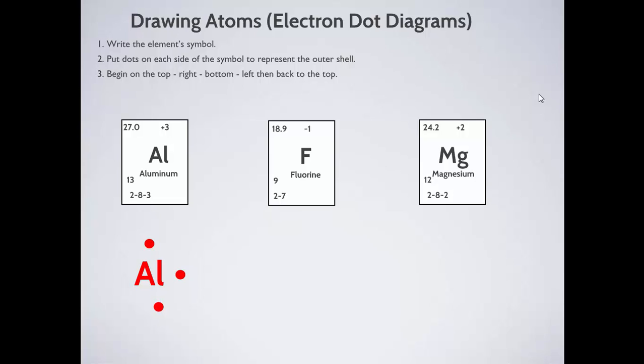Well, now how will we do fluorine? Write the symbol. How many valence electrons? 7. Where are we going to put the next one? On top. Magnesium. Simple, 1, 2. So, when we are making these electron dot diagrams, we're only concerned with the valence electrons.